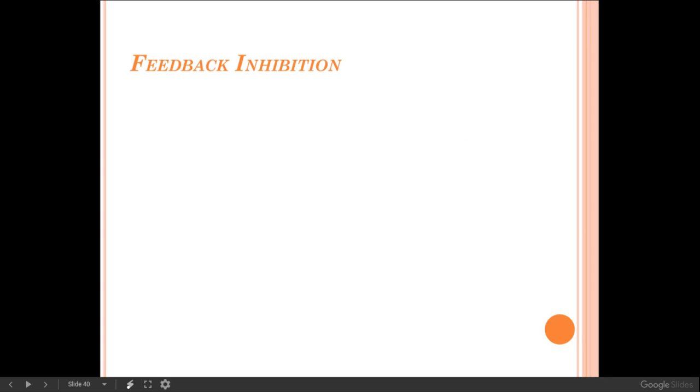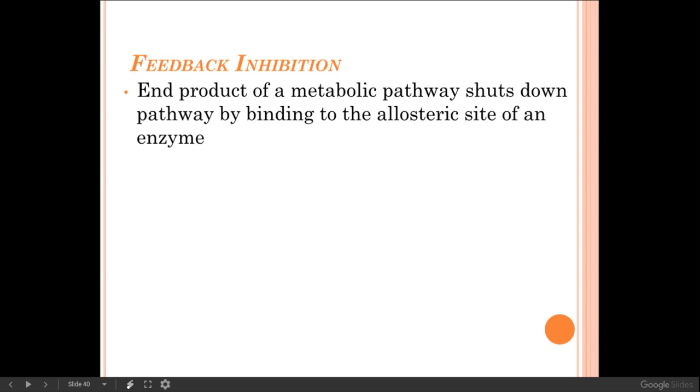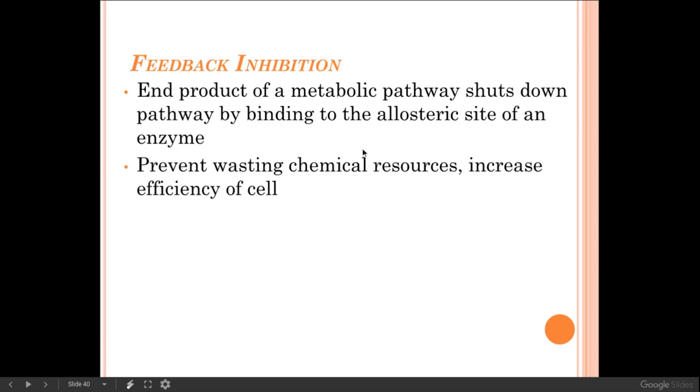Now, the last thing we're going to talk about here is what's called feedback inhibition. And at some point, when we're done getting our product, we want it to turn the machine off. So the end product of a metabolic pathway shuts down a pathway by binding to the allosteric site of an enzyme. Why would we want this to happen? This is going to prevent wasting of resources, and it also increases the efficiency of the cell.